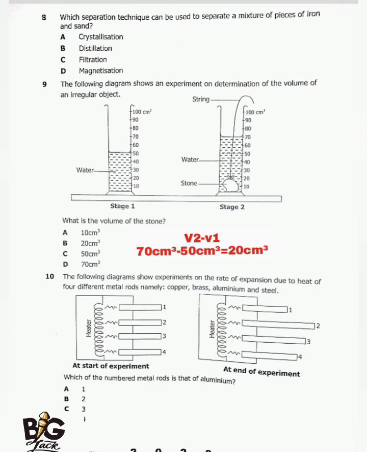Then as for question 10, the following diagrams show experiments on the rate of expansion. So expansion is more like increasing in size when an object is subjected to heat. The experiments show expansion due to heat of 4 different metal rods, namely copper, glass, aluminium, and steel. So we have 1, 2, 3, and 4. At the start of an experiment, and now at the end of an experiment, you can see that metal 2 has increased in size more than the other metals. So the question is saying, which of the numbered metal rods is that of aluminium? So the answer is going to be 2, which is B.